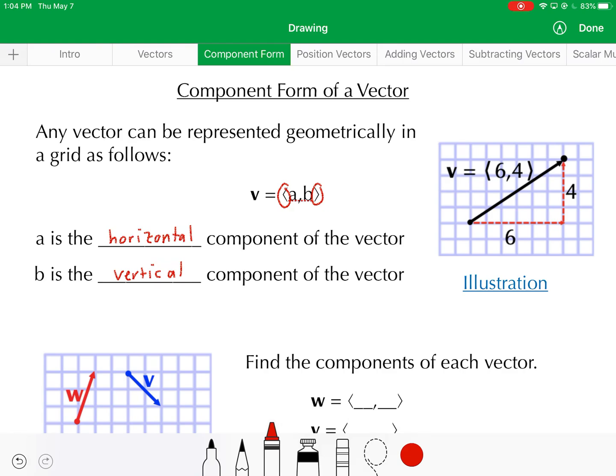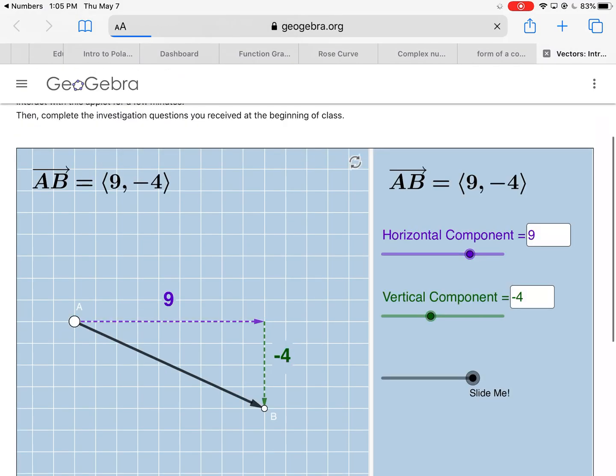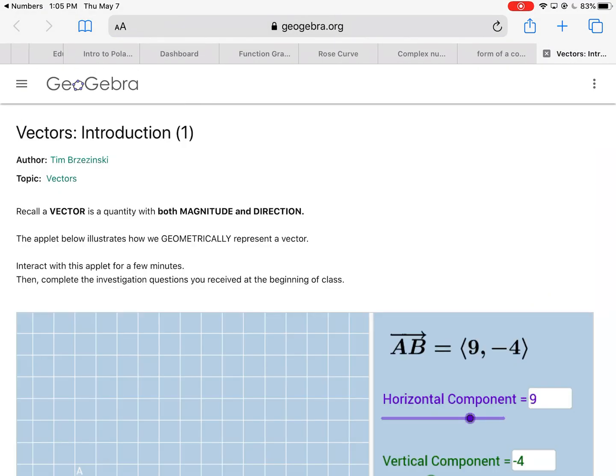Okay, so over on the right here we have vector V with components of 6, 4. That just means to get from the initial point to the terminal point, you're going to move 6 units horizontally to the right in the positive direction, and then 4 units vertically in the positive direction to get to your terminal point. Okay? To drive this home, let's pull up this illustration. Hope you see this a little bit better.